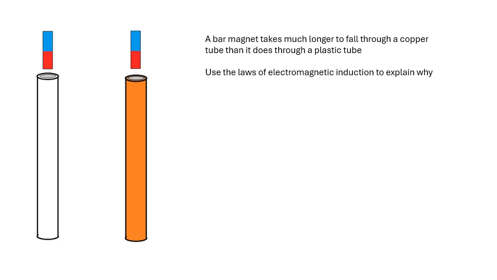So hopefully you've seen this. You drop a magnet in a plastic tube and it falls really quickly. You drop the same magnet in a copper tube and it falls much slower. Use the laws of electromagnetic induction to explain why. That's 5 or 6 marks. Do you want to have a go yourself? Make some notes. I'll show you my answer.